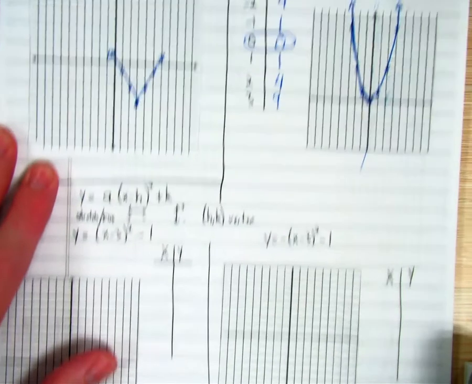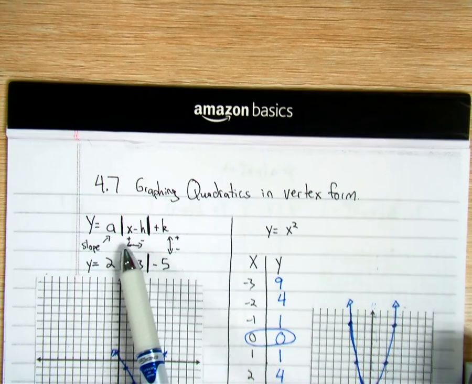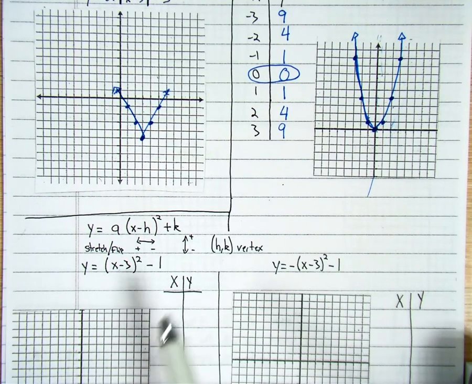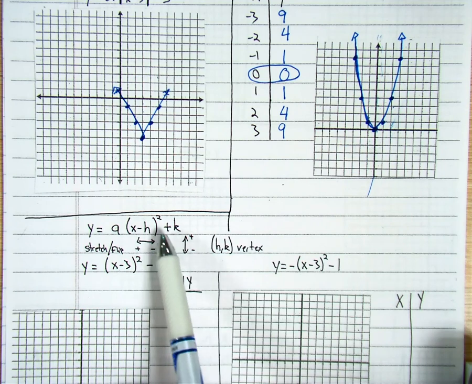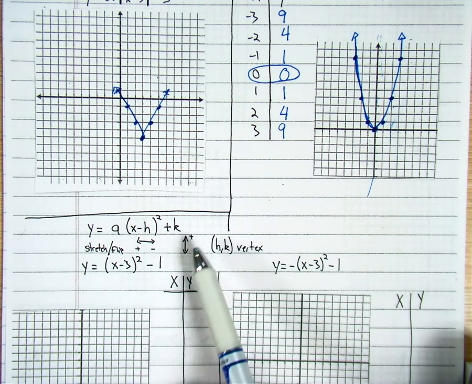Okay, so just like what we had up here with our absolute value, it's the same basic setup down here with our quadratics. Inside parentheses slides left and right, and it's opposite of what you want to think. A minus goes to the right, and a plus goes left. And then on the outside, the K goes up and down, and that's normal. A plus goes up, and a minus goes down.